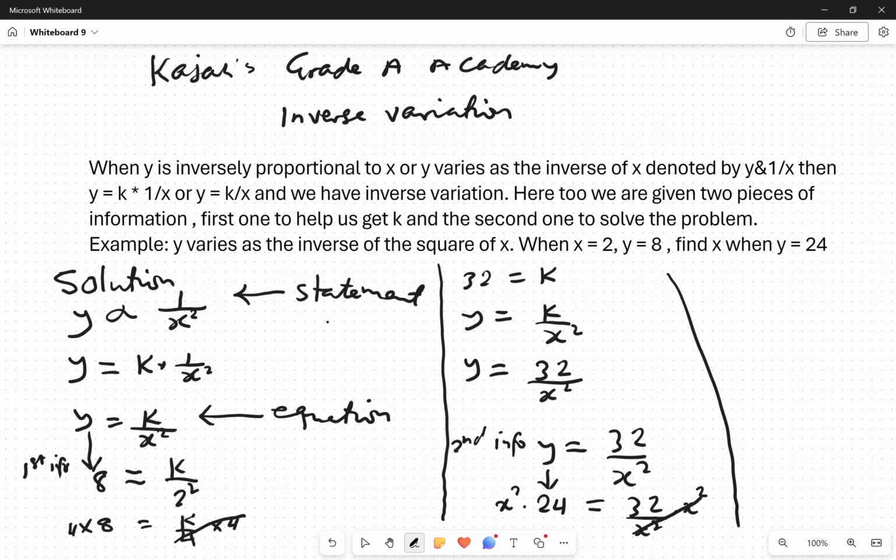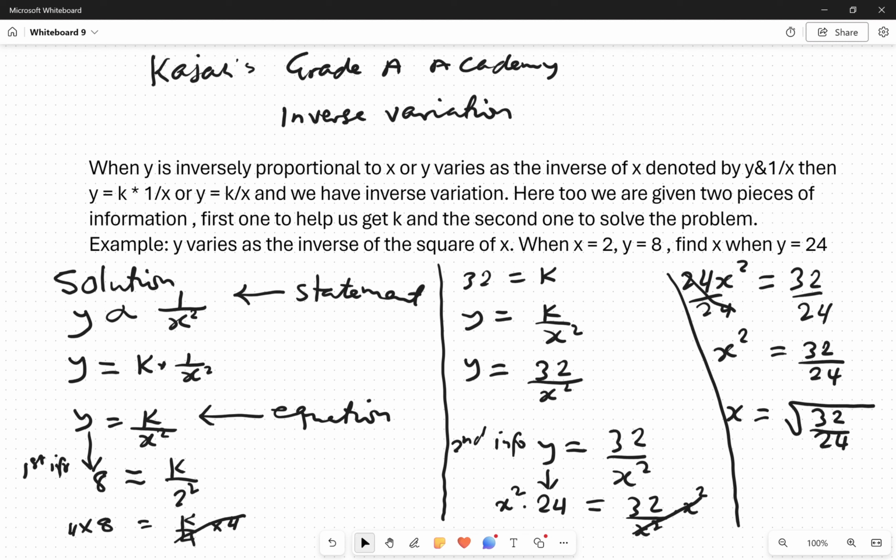Let me write at the top here, and then we have 24x squared is going to give us 32. And since we're looking for x, we divide both sides by 24. So we divide here by 24 and divide here too by 24. This one cancels out. So we have x squared is equal to 32 over 24. And if we are looking for x, we take the square root of both sides. Change of subject. So x is equal to the square root of 32 over 24. And that is your answer.